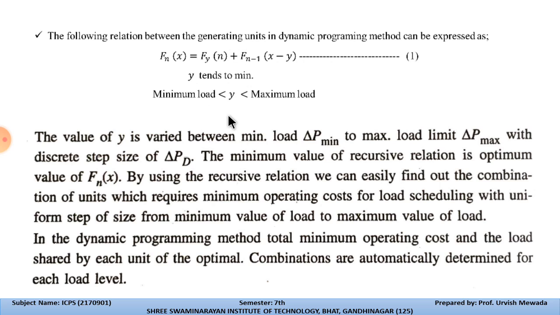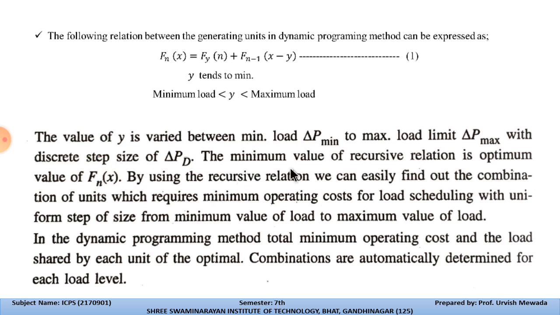Over here you can see that the minimum load is less than y, which is less than the maximum load. According to the change in load demand, the value of y is varied between the minimum and the maximum load limit, delta P maximum, with discrete step size. What I mean by discrete step size is that as the load demand changes, we need to operate our generating station accordingly. The discrete step size indicates that according to the particular time interval, the power demand will change. The minimum value of the recursive relation is the optimum value of fn of x.